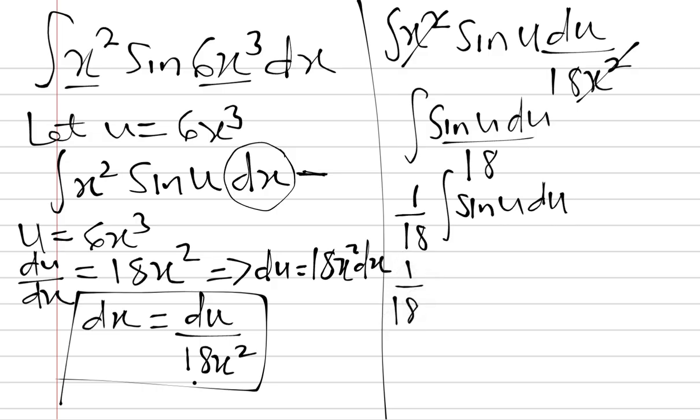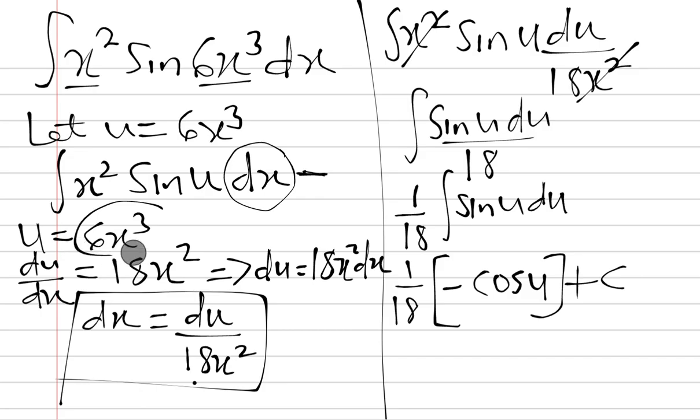Are you seeing that? If you integrate sine u, what will you get? You get minus cos u. That's what you are going to have. So you are going to have minus cos u, then plus C. Now what is your u? Your u is 6x cube.